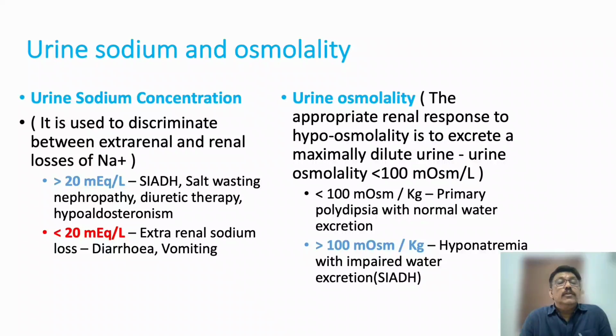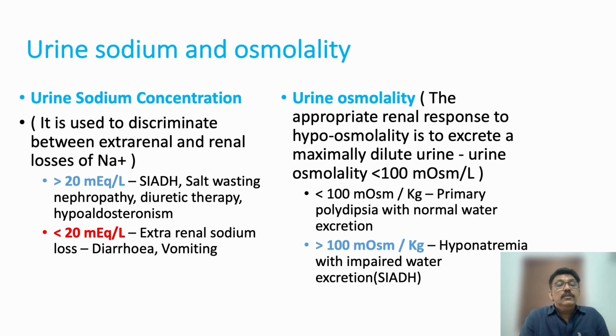If the urine sodium concentration is more than 20 milliequivalents per liter, then it is a diagnostic criterion for SIADH, salt wasting nephropathy, diuretic therapy, hypoaldosteronism. These are the common causes. In that, diuretic therapy is the most important cause we come across. Both water and salt will be removed, but sometimes more salt will be removed from the kidney. So, SIADH, salt wasting nephropathy, diuretic therapy, hypoaldosteronism are the most common causes.